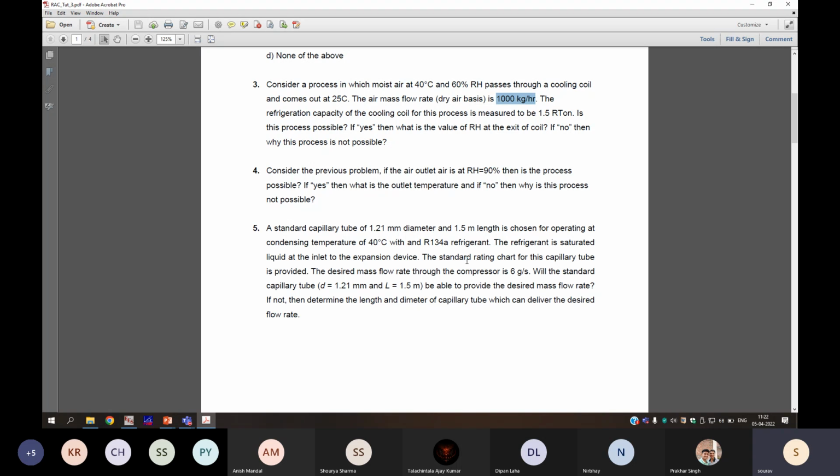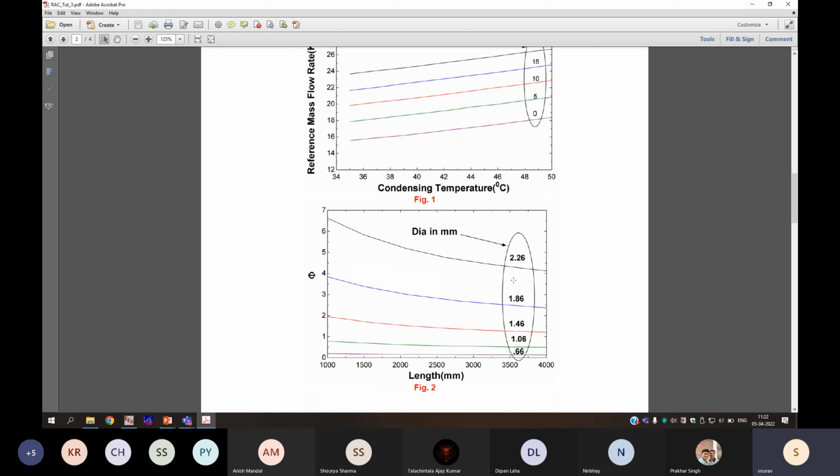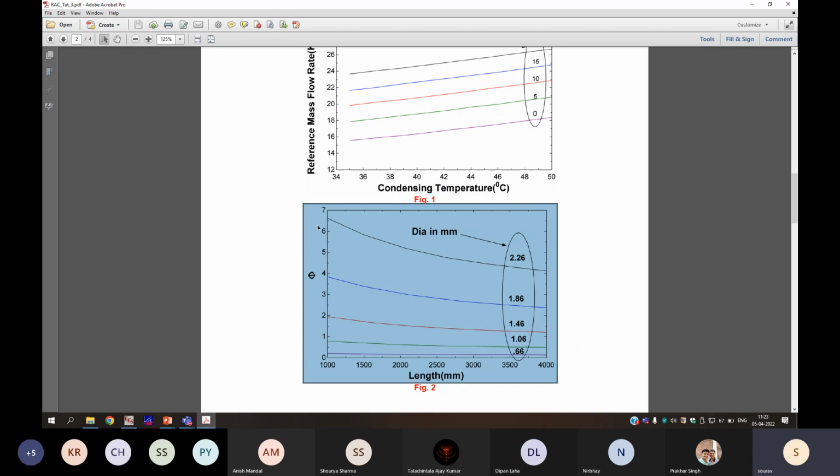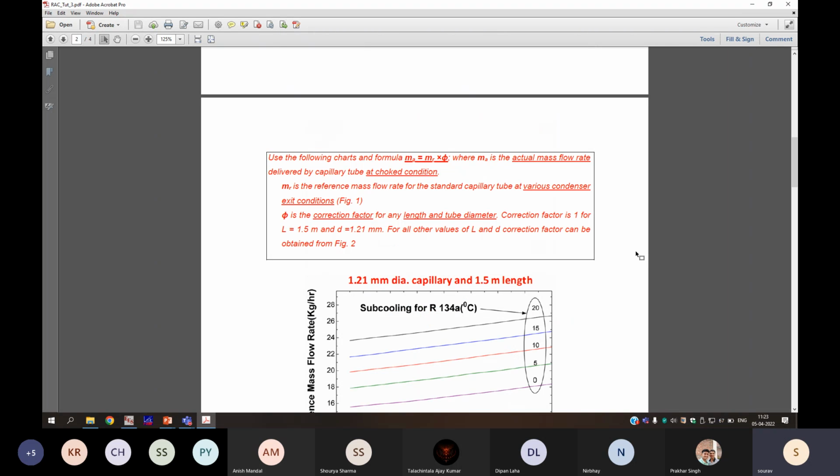So it is just looking into the chart. Use the following chart. The formula is M actual equals MR into phi. MR is the reference flow rate for the standard capillary tube. The standard capillary tube dimension is 1.21 mm diameter and 1.5 meter length. For all other diameters and lengths, you will have to use a correction factor, which is phi. So your actual will be reference times the correction factor.